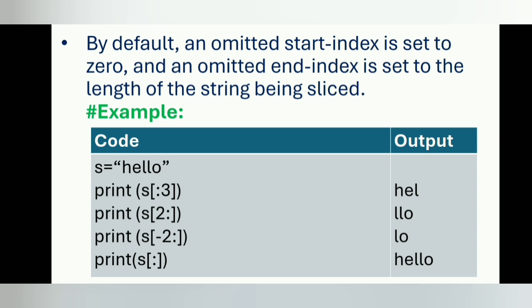The last print statement will display the characters from position 0 to 5. Since both the indexes are omitted, here the start index is set to 0 and the end index is set to the length of the string, that is 5. Since 5 is excluded, it will display all the characters from position 0 to 4, that is, from the beginning to the end. Hence the output will be hello. By default, an omitted start index is set to 0 and an omitted end index is set to the length of the string being sliced.